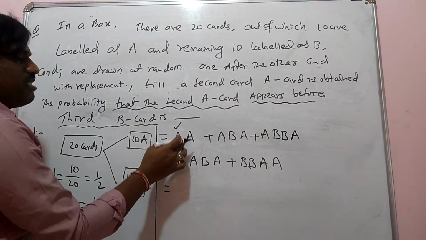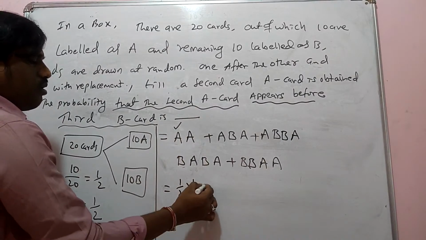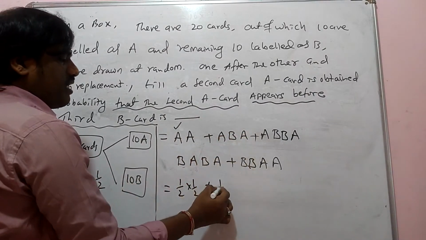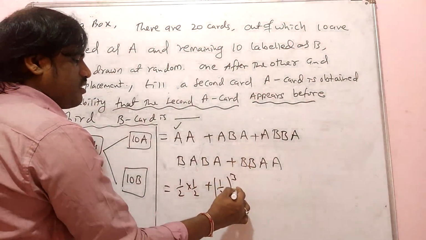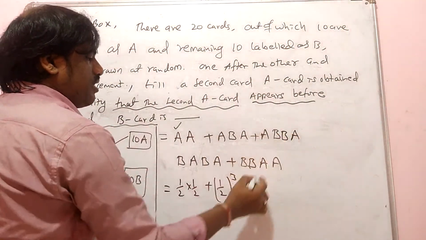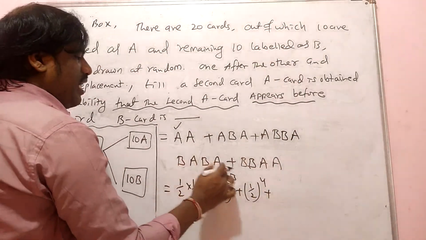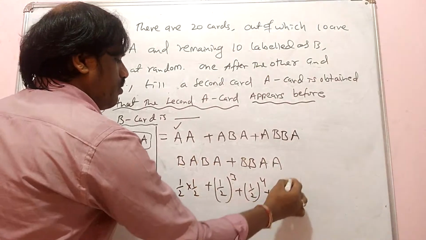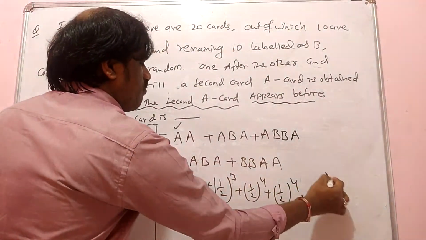So here these are the things. Here A means 1 by 2 into 1 by 2, 1 by 2 into 1 by 2. A, that is 1 by 2 whole cube, I can write. A, that is 1 by 2 whole power 4. BA, that is 1 by 2 whole power 4. BBAA, that is 1 by 2 whole power 4.